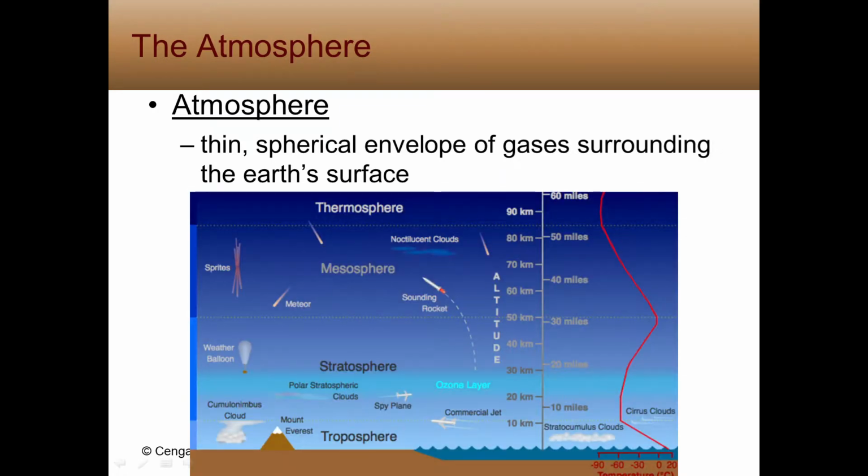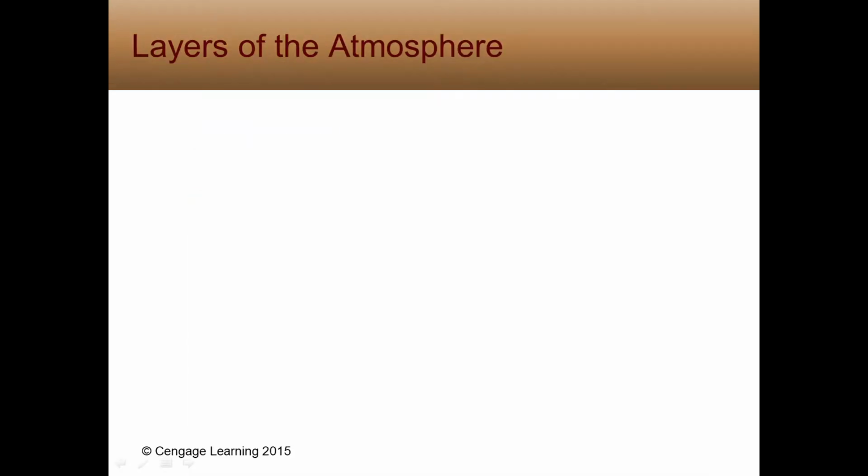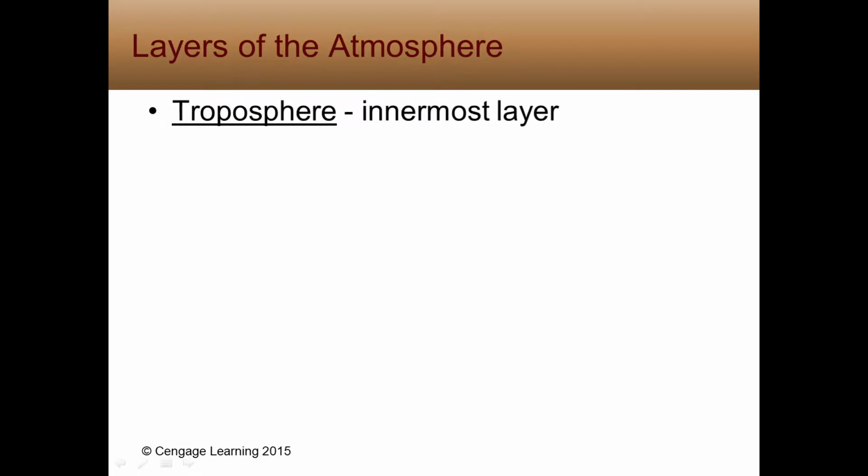When you talk about the layers, the one closest to us is called the troposphere. Then the stratosphere, mesosphere, thermosphere. I have more information on the next slide. This is just a graphic. So starting with the innermost, again, this is the troposphere.